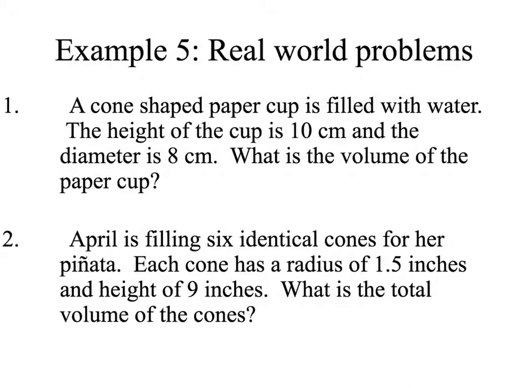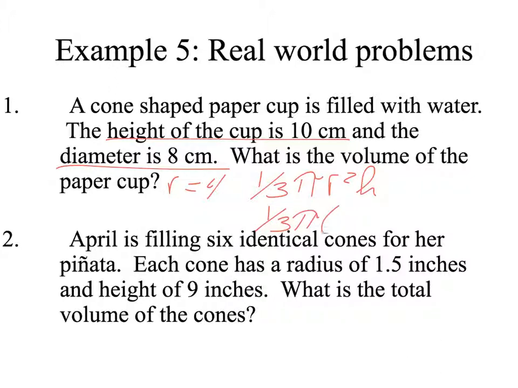Same sort of thing here, we're just looking at it in more of a word problem. So we have the paper cup filled with water. We have a height of 10 and a diameter of 8, meaning that my radius is going to be 4. So 1/3 pi r squared h. 1/3 pi times 4 squared times 10. I get 167.55 centimeters cubed.